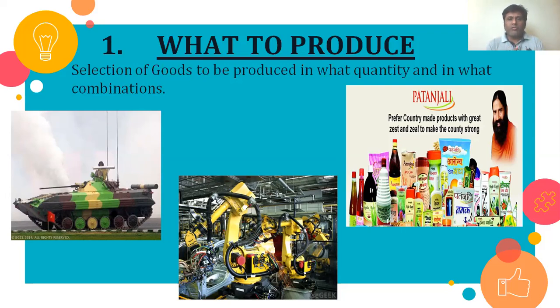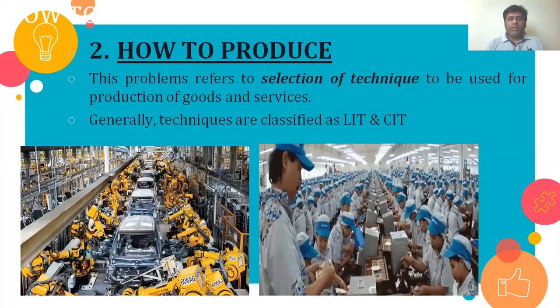So what combination should we take, because the resources which we are having are limited. So "what to produce" deals with the selection of goods and services to be produced, in what quantity and in what combination. The second problem is how to produce. How to produce is the selection of technique of production.